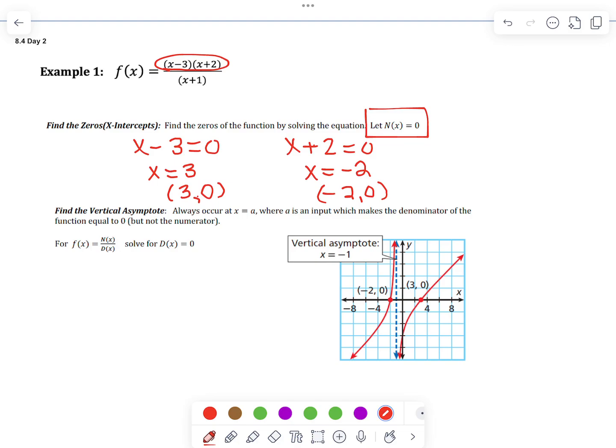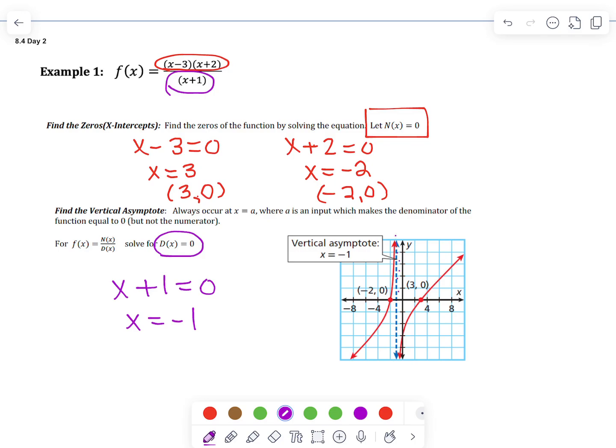The second thing we want to do is find the vertical asymptote. This is where the denominator equals 0. So we set the denominator equal to 0, so x plus 1 equal to 0, and then we solve for x. So we subtract 1 from both sides. So the vertical asymptote is at x equals negative 1.